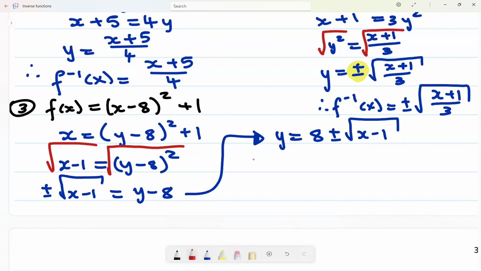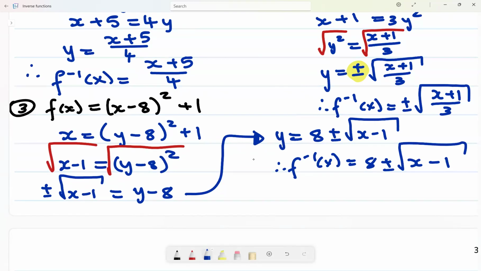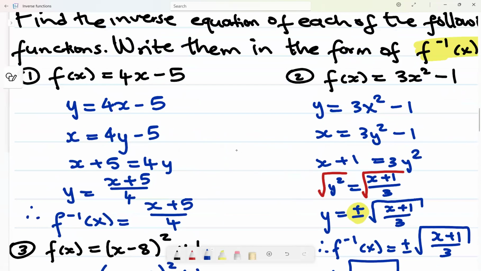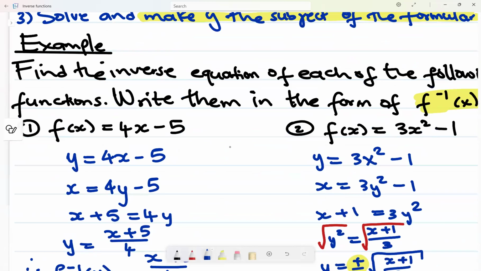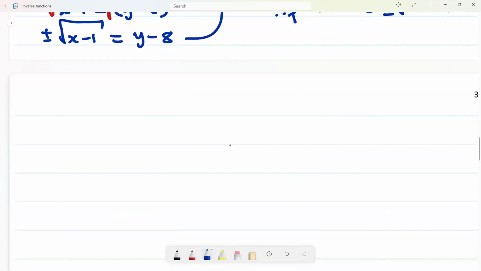You can say it is plus or minus the square root of x minus 1 plus 8, but it would be advisable to put 8 as a coefficient like that. So therefore, I'm going to conclude and say the inverse of x is equal to 8 plus or minus the square root of x minus 1. How interesting is that? This is us being in a position of understanding how we swap between x and y.